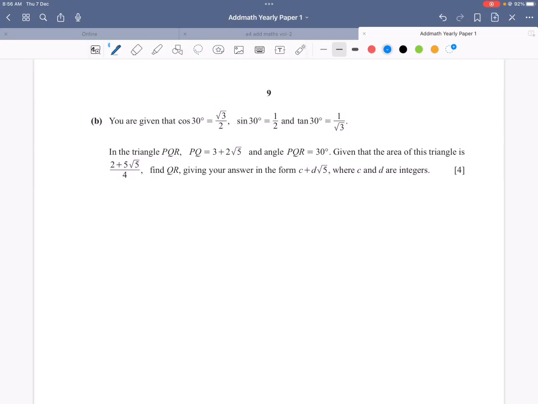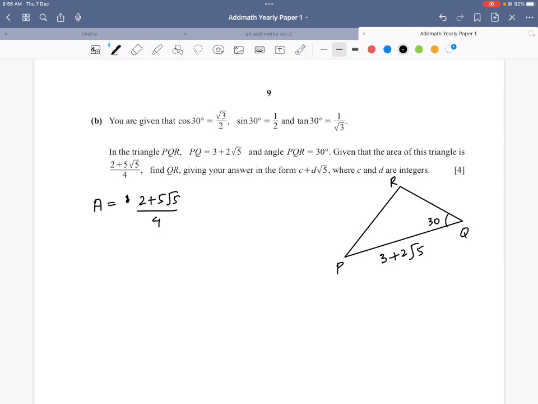Again, you are given that cos 30, the values are given in the triangle PQR. Alright, first let me sketch the triangle here. We have a triangle PQR. PQ is 3 plus 2 under root 5. Angle PQR is 30. Given that the area of the triangle is 2 plus 5 under root 5 divided by 4, find QR. We need to find the value of QR in this form.